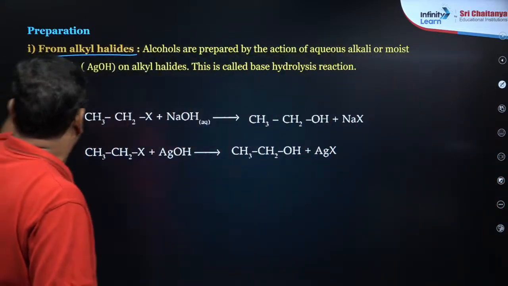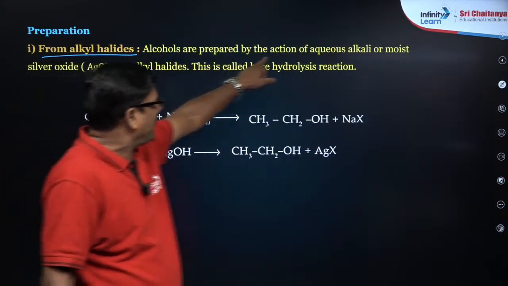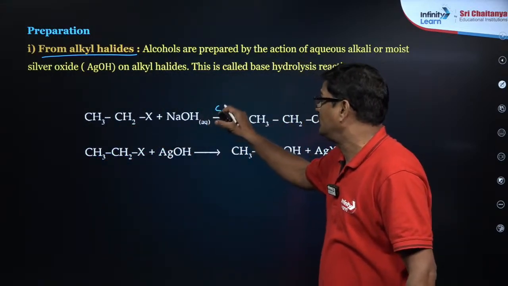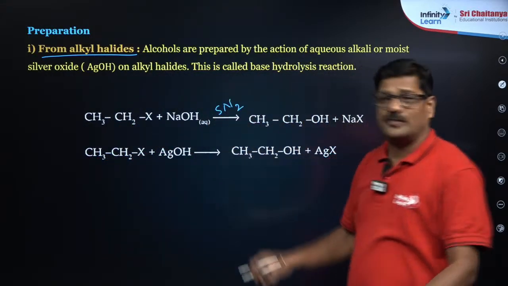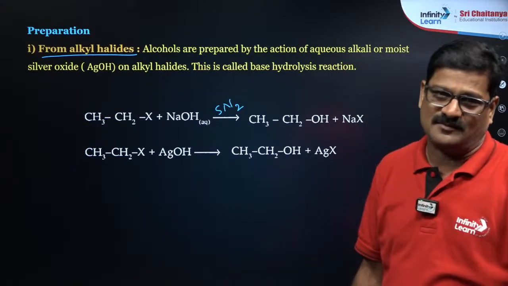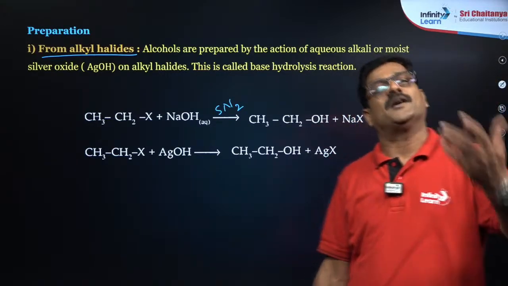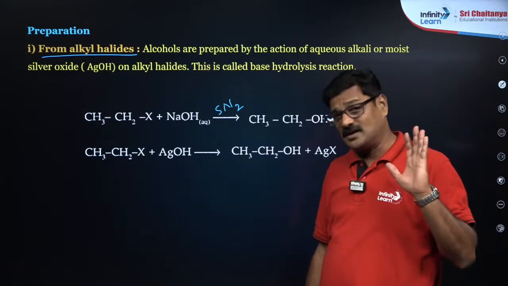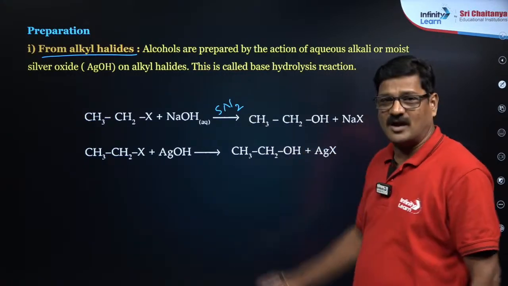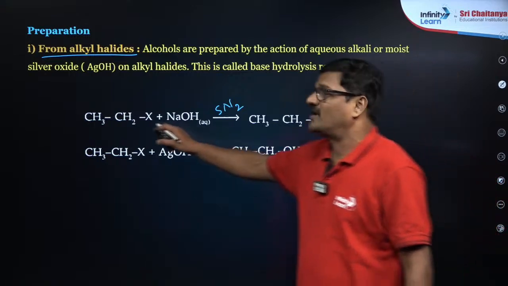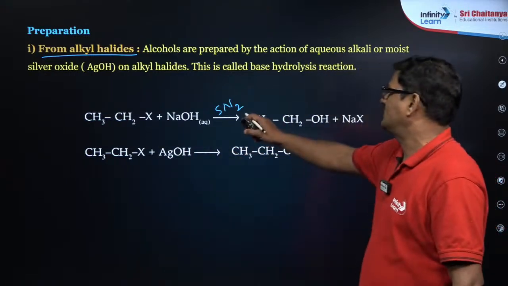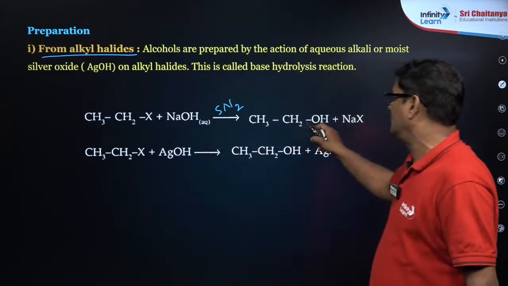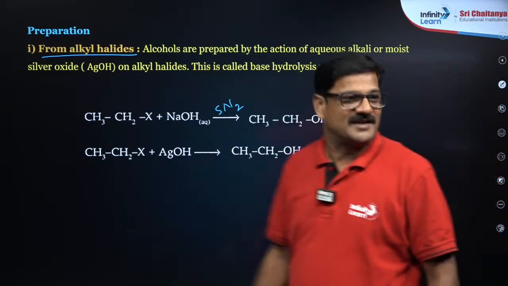Let's talk about preparation from alkyl halides. Alcohols are prepared by the action of aqueous alkali. You can see a nucleophilic substitution reaction. It could be either SN2 or SN1, but I prefer SN2, because SN2 is more common than SN1, which is why SN2 is written here, since this is a primary alkyl halide. So because of SN2, the halogen is removed and a hydroxy group is replaced, okay.